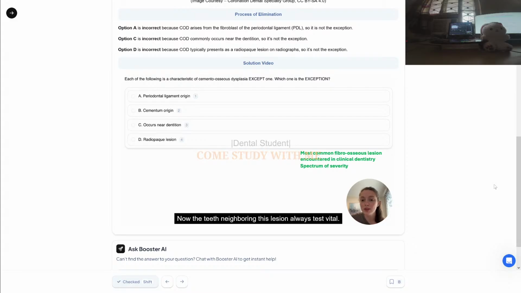Now the teeth neighboring this lesion always test vital. That is a very important thing because some lesions don't test vital, and it allows us to distinguish this from other things it can be confused with. And also when we do a biopsy on this lesion, we usually see multiple small gritty fragments.